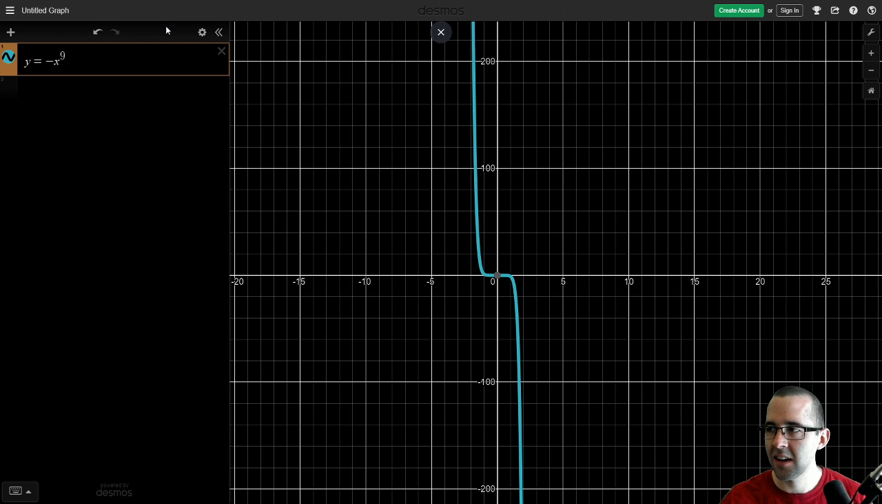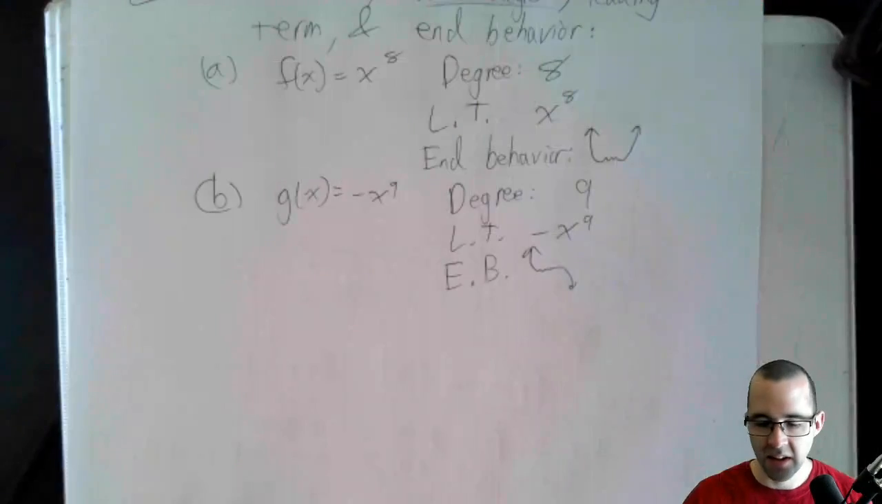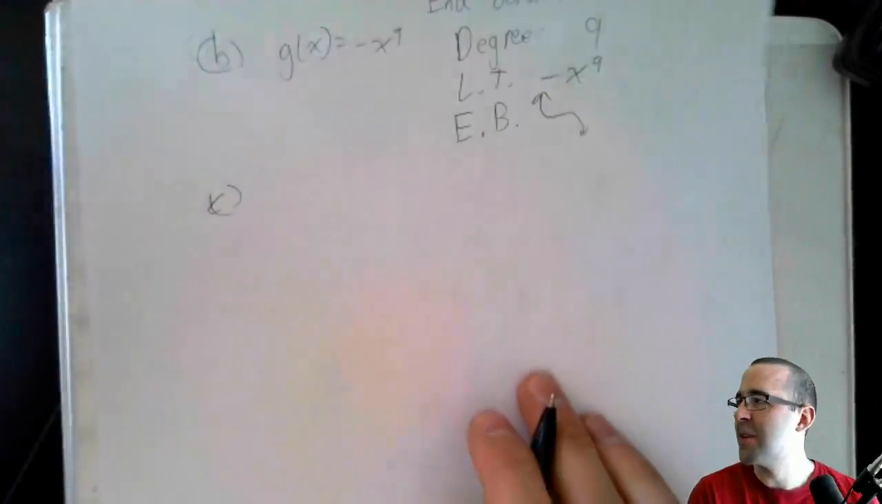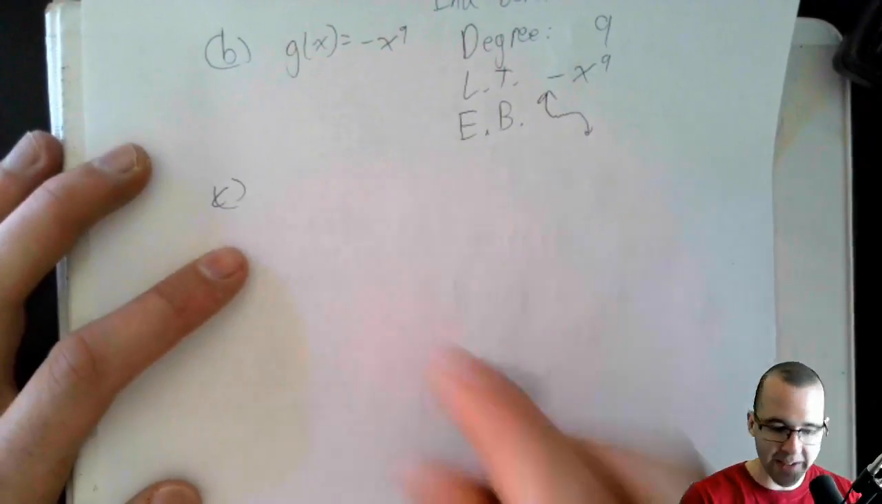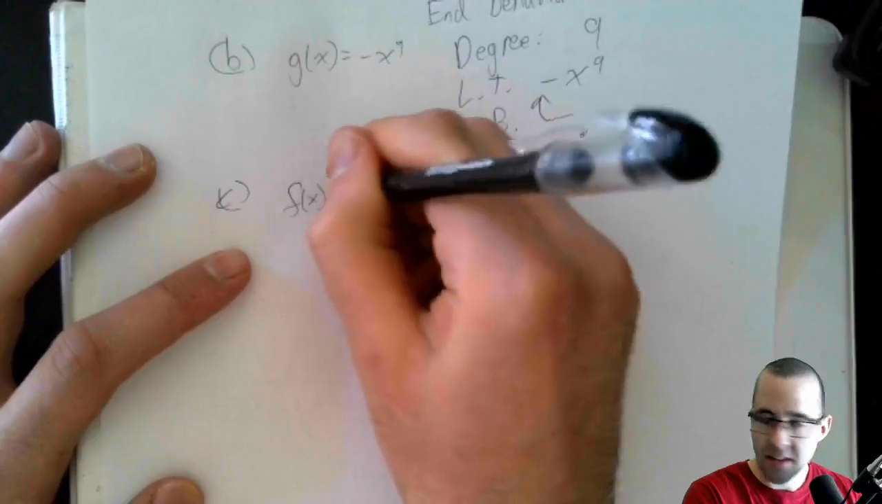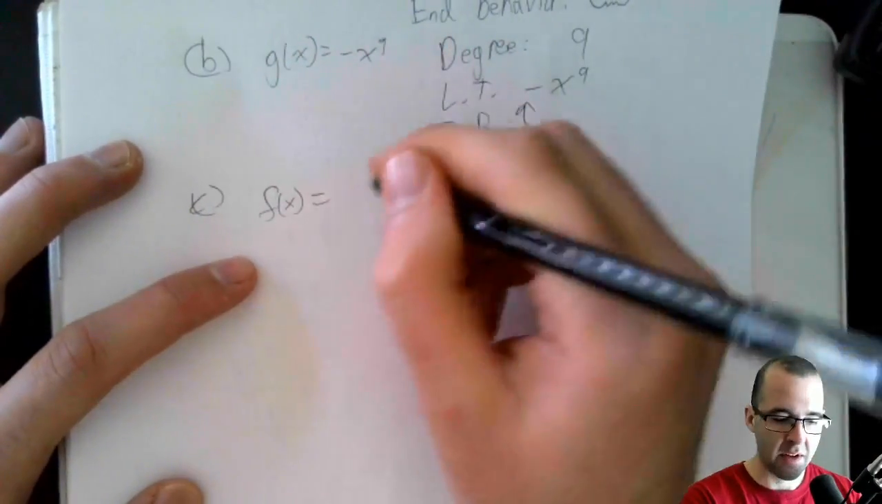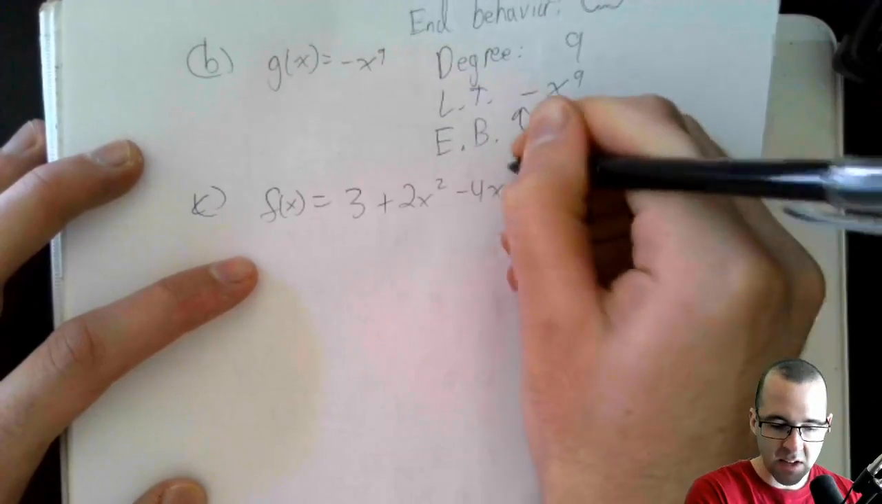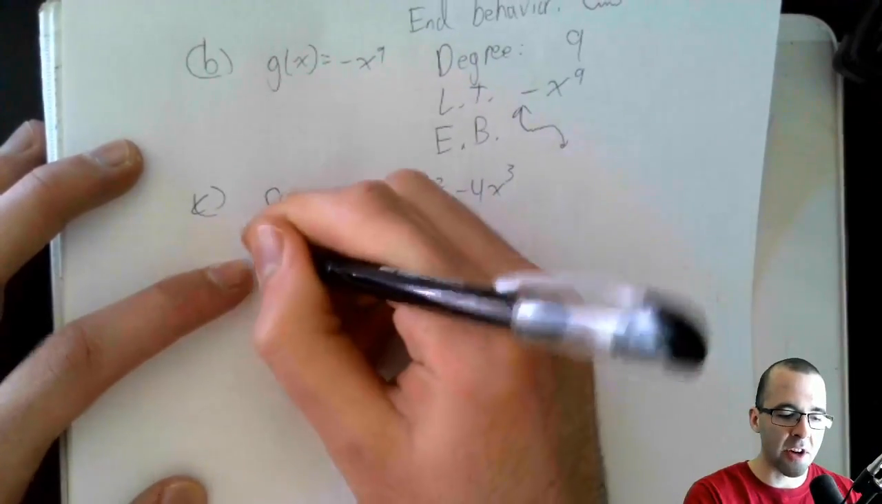All right. So here we go. Let's do a harder one, okay? I don't want to bore you guys with easy math. Part C. F of x equals 3 plus 2x squared minus 4x cubed. We say this is not in general form.